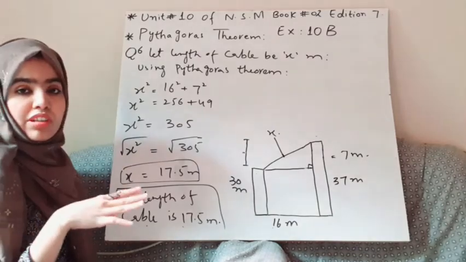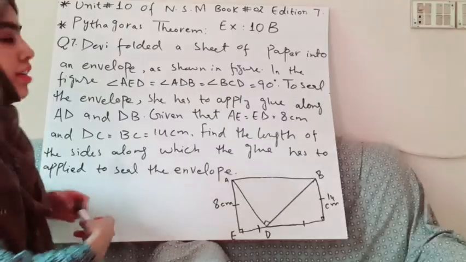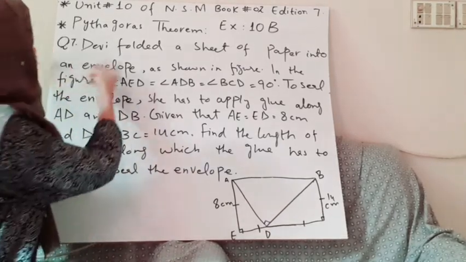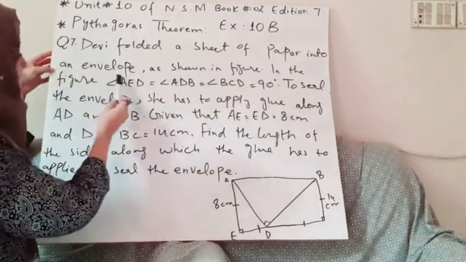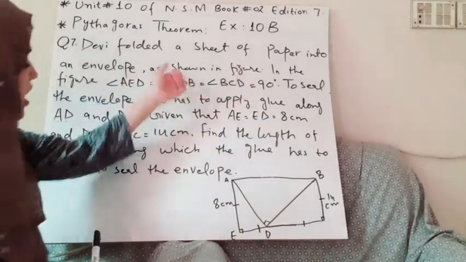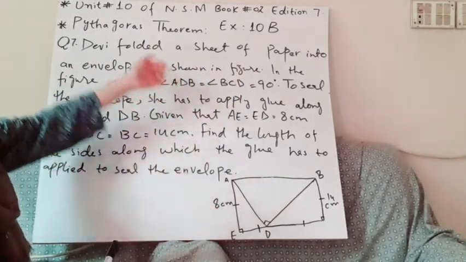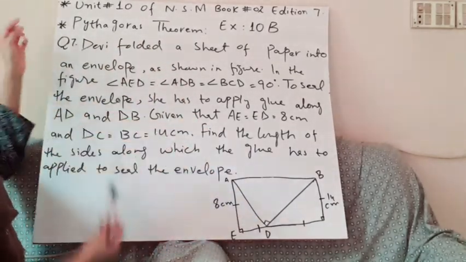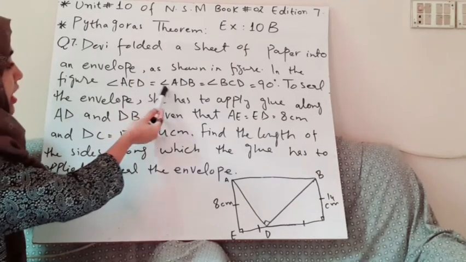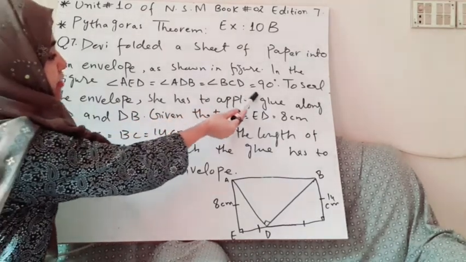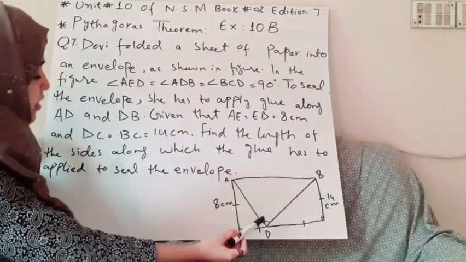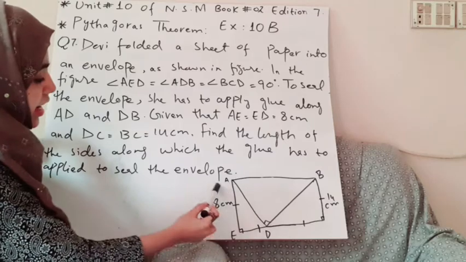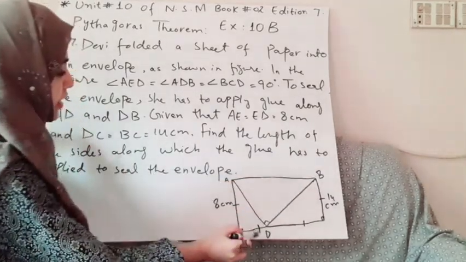Now let's move on to question number 7. Let's read the statement they have given. Debbie is the name of a person. She folded a sheet of paper into an envelope as shown in the figure, which they have given us. They are saying she folded a sheet of paper into an envelope like this, and in the figure angle AED equals angle ADB equals angle BCD, which equals 90 degrees. So we have angle AED, which equals angle ADB, which equals angle BCD.